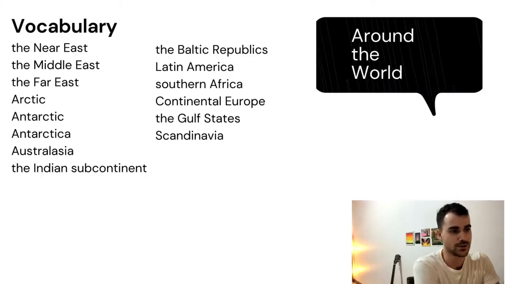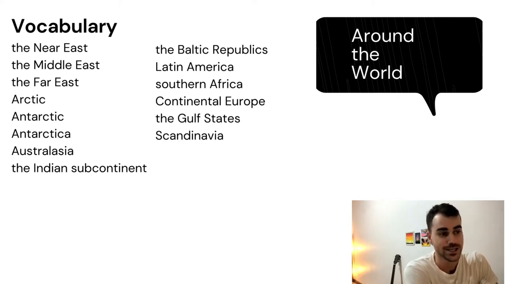Okay, we start off with 3 words involving East: the Near East, the Middle East, and the Far East. These are all specific types of the world. The Near East are countries closer to Europe, and even part of Europe in some cases, including Turkey. The Middle East is the area where the countries Iraq, Iran, Syria, and Israel, they're in the Middle East. And the Far East is Asia, like China, Korea, and Japan.